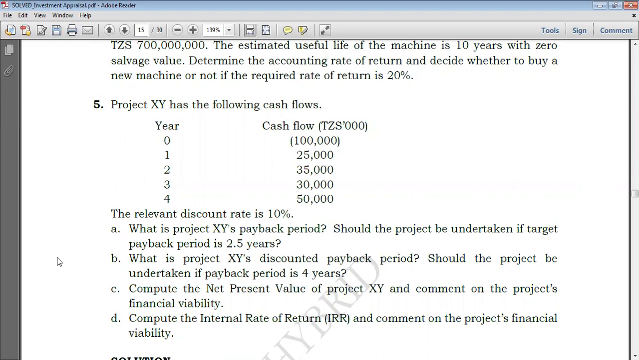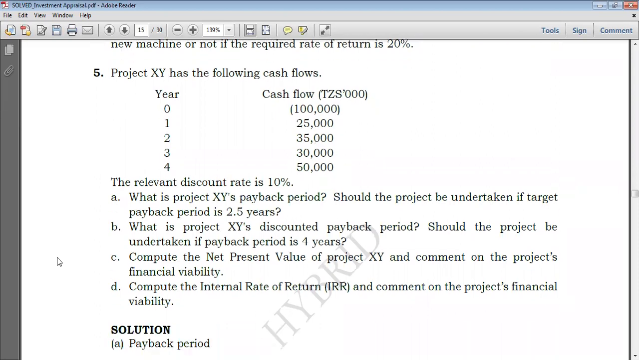So project XY had the following cash flows. For the time being, we just presume to have the cash flows ready. But in the next sections, we'll see how to determine these cash flows. Year 0, we have a cash flow of negative 100,000, most probably the initial investment. It's common for investment appraisals that you have the cash outflows at the start of the period. And then year 1, 25,000, year 2, 35,000, year 3, 30,000, and year 4, 50,000.